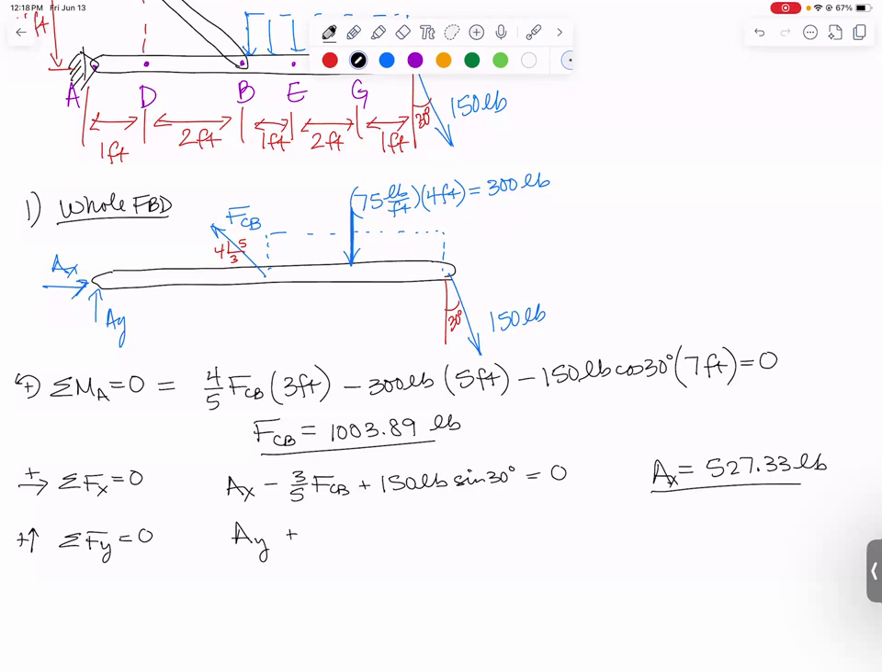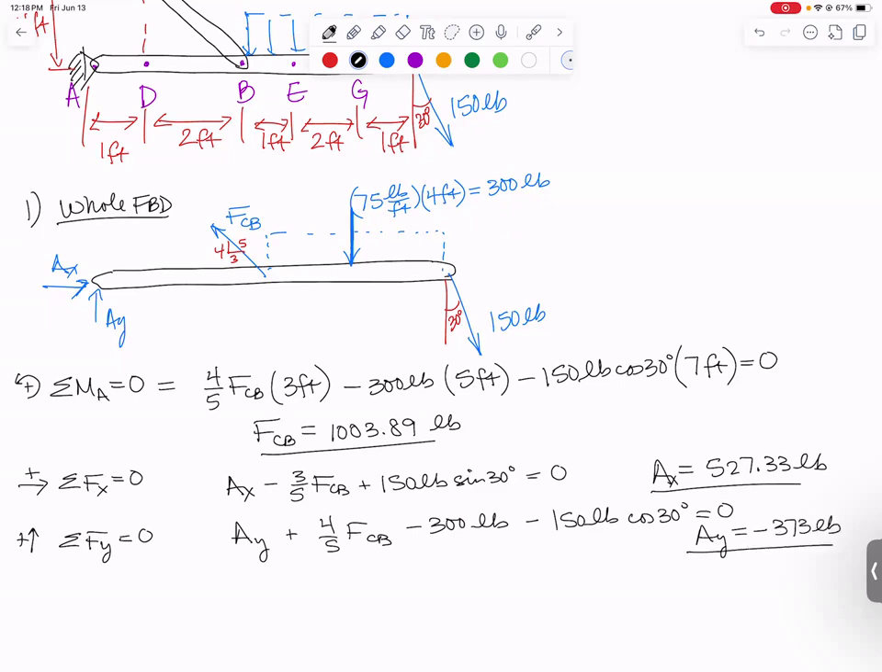And if I add the forces in the Y direction, they also have to come to 0. So AY plus 4/5 FCB minus the 300 pounds from the distributed load minus 150 pounds times cosine of 30 degrees equals 0. And I get AY is minus 373 pounds.